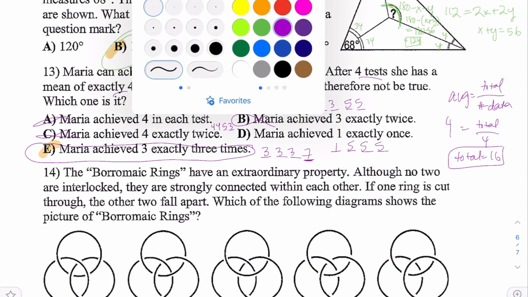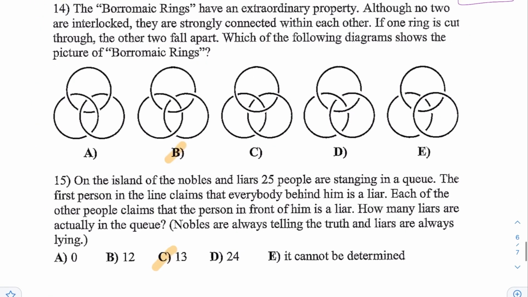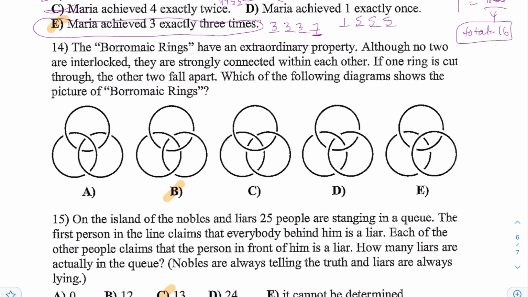So the answer has to be choice E. Next to number 14, the Borromean rings have an extraordinary property. Although no two are interlocked, they are strongly connected within each other. If one ring is cut through, then the other two fall apart. Which of the following diagrams shows the picture of the Borromean rings?